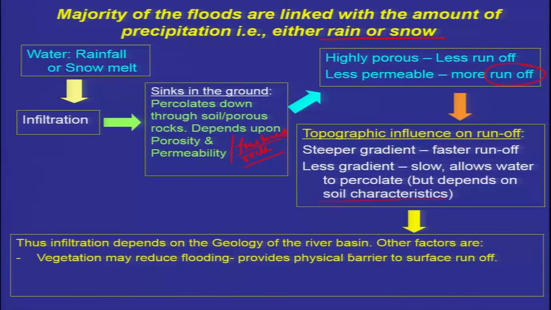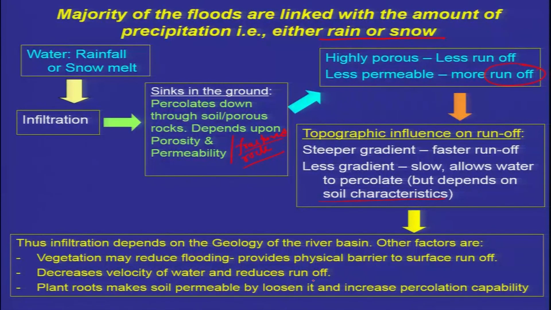Other factors are, one is vegetation may reduce flooding, because this provides a physical barrier to the surface runoff. Decrease velocity of the water and reduce runoff. Plant roots make the soil permeable by loosening it and increase percolation capacity. So, these are very trivial factors, we feel, but they are very much important.